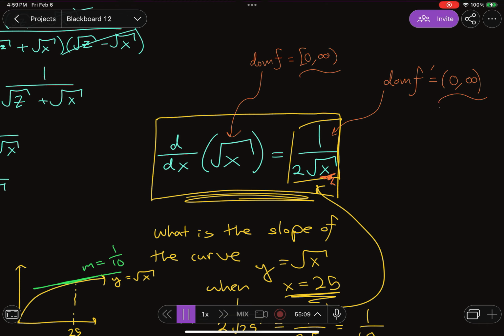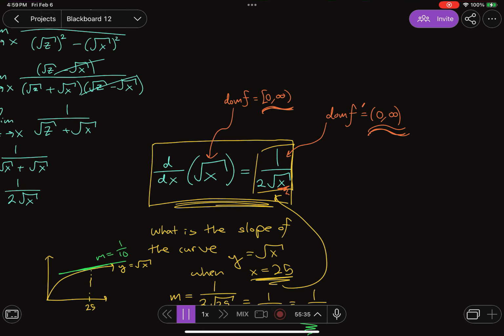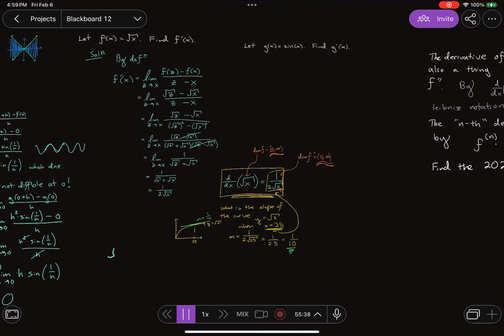Very often, the domain of f prime can never be bigger than the domain of the original function. Often the domain of f prime is smaller and sometimes drastically smaller than the domain of the original function. This one's just slightly smaller. We just lost 1 point, but that's important to remember, especially if you want to go further in math.